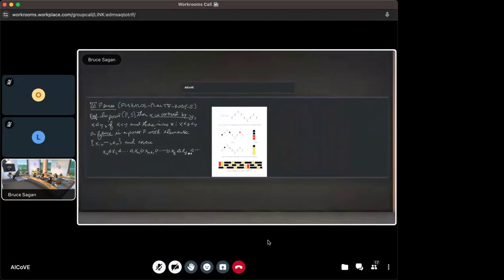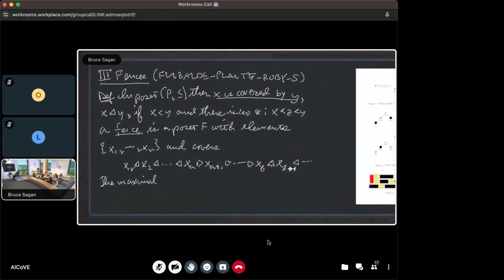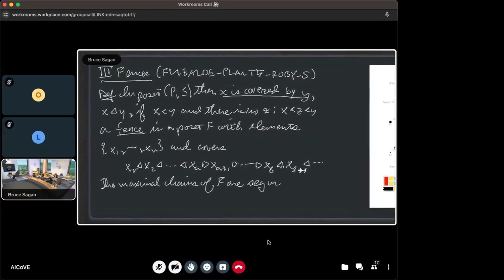Okay, good. So some terminology to do with these fences. The maximal chains of F are called segments. And I'm going to number the segments from left to right, S1 through, say, ST. So going back to our example here, how many segments does that top fence have? Yeah, exactly, four, right? First one going up, second one going down, next one up, and then next one down.